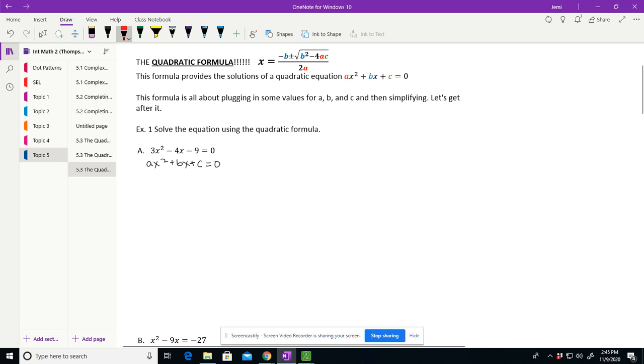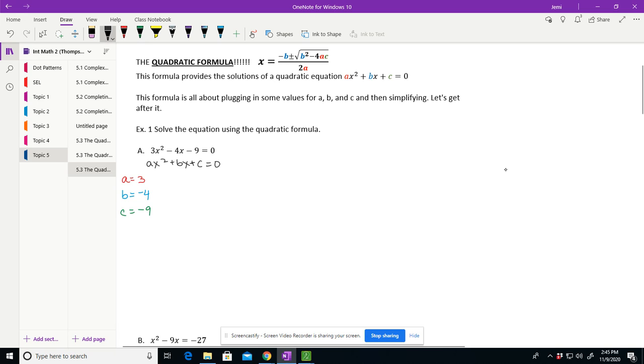And I'm going to color coordinate a, b, and c just to try to give you a better visual on which one's which. So if you've got a red, blue, and green pen, great. If not, that's fine too. So a is going to be the coefficient of x squared. In this case, that's 3. b is the linear coefficient, the coefficient in front of x, which in this case is negative 4. And c is the constant, in this case negative 9.